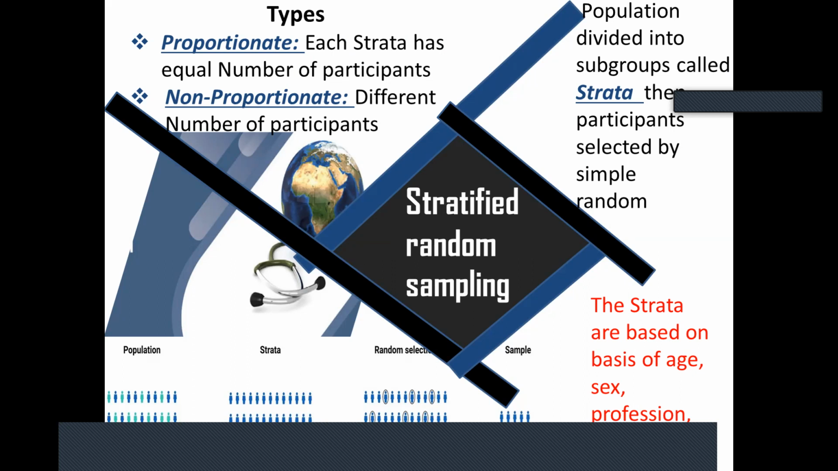So types of stratified, we have proportional and also non-proportional. For proportional, as it states, the numbers are equal in every stratum, okay? So you have a stratum of females and a stratum of males, and those numbers are equal, 10 males, 10 females, okay? And the non-proportional is vice versa. So you've seen down there the image: population, strata, and then after forming the strata, you now randomly select the participants and form a sample, or a group of participants that you include in your study, okay?